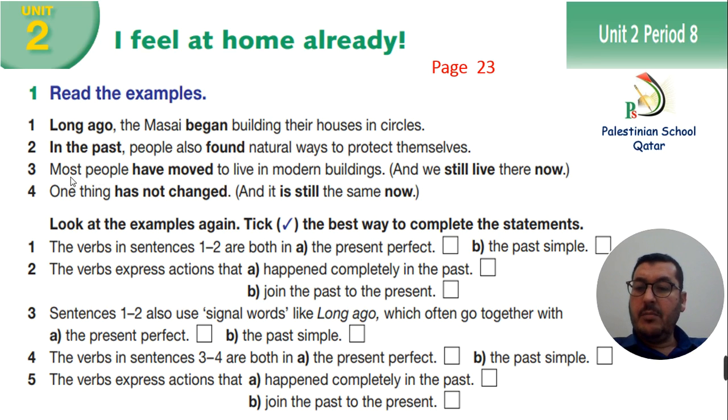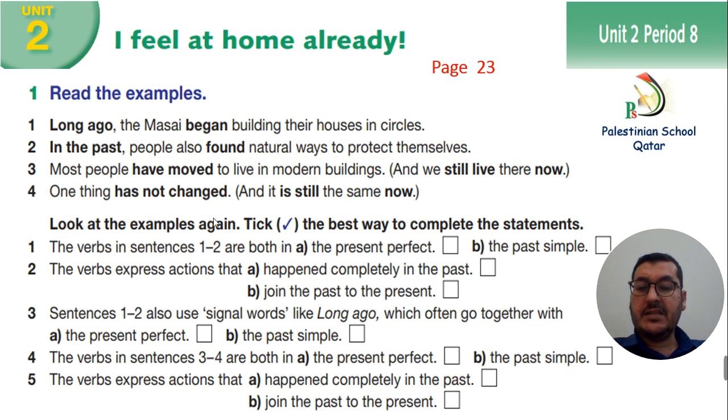Number 3, most people have moved to live in modern buildings. This is present perfect because we use have and verb 3 after have. So the meaning of this sentence is that we still live there now. So present perfect talks about something that happened in the past and is related to the present. Number 4, one thing has not changed and it is still the same now.